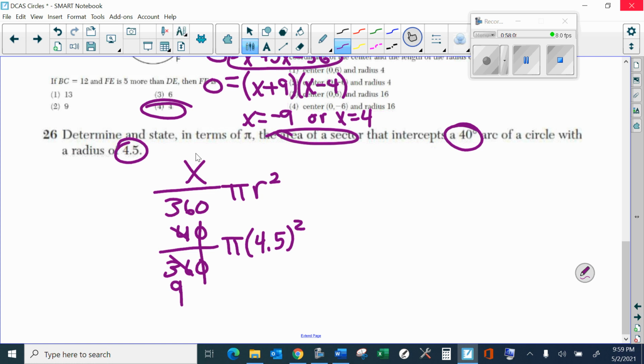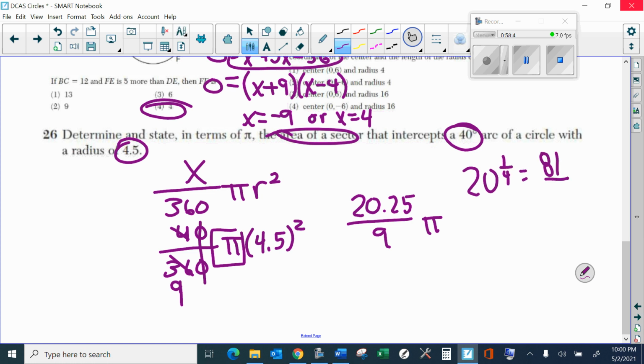Okay, in terms of pi, that means you have to leave pi in the answer. So when I do 4.5 squared, that's 20.25 over 9 pi. Now I cannot leave a decimal in a fraction. Okay, so I need to put that in a graphing calculator. Well, I'll do it by hand first, just in case there wasn't a graphing calculator to use. Well, it's 20 and 1/4. I need to change that to an improper fraction, which is 81/4.